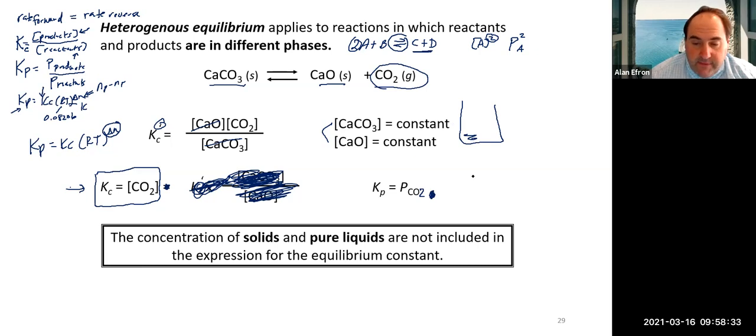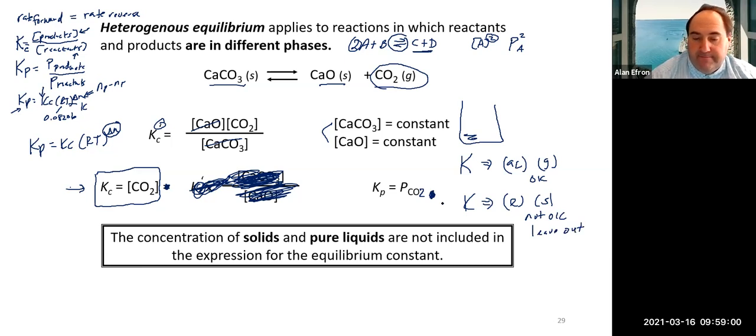So as we talked about last time, what that really means is when you're doing your K expression, what goes in is aqueous species and gases. Those are okay. In terms of K, liquids and solids, not okay. You leave them out. Any questions on that?